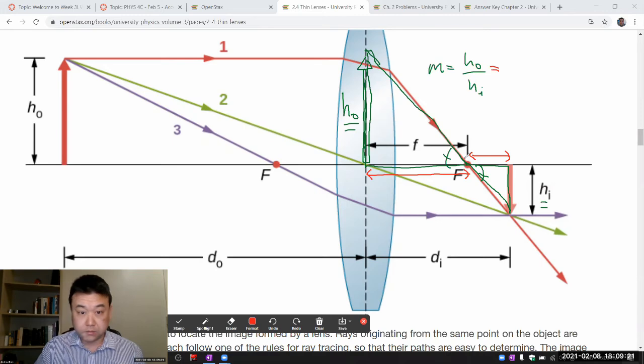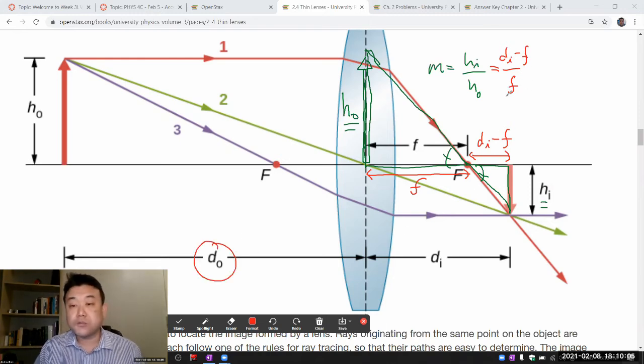Now, when you see it, you will see that those don't involve the object distance at all. It involves the focal length of the lens. Wait, sorry, I wrote the magnification backward. It's HI over HO. So when you write the matching ratios in the similar triangles, the focal length is in the denominator, and the numerator is this length here, which is DI minus F. None of these have anything to do with the object distance. To go from here to the final formula in the textbook, they use the thin lens formula, which relates the relevant lengths: 1 over the object distance plus 1 over the image distance is equal to 1 over the focal length.